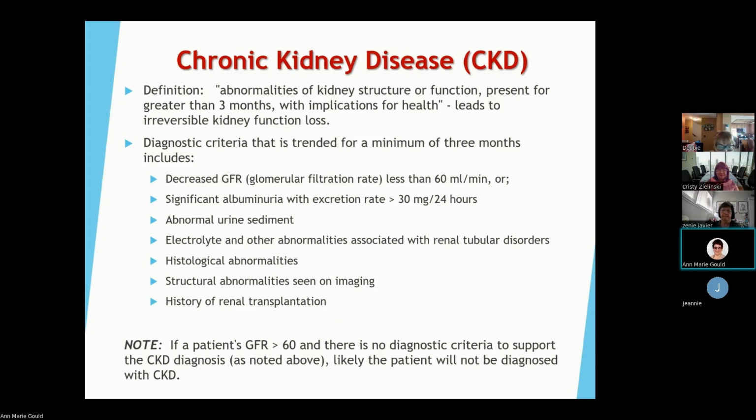They're also going to look at urine sediment, what's abnormal in the UA, your electrolyte and other abnormalities associated with renal tubular disorders. Histology abnormalities. Maybe they did a biopsy. What did the path show? Structural abnormalities on imaging. They're going to do a kidney scan, a CT, right? What's going on? Are they noticing any mass or cysts or stones in there? Do they have a history of a renal transplant? That's another big thing too.